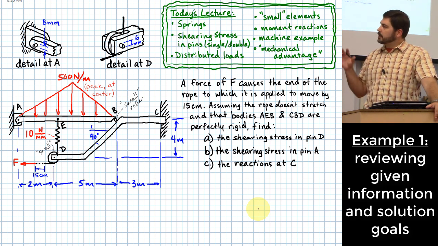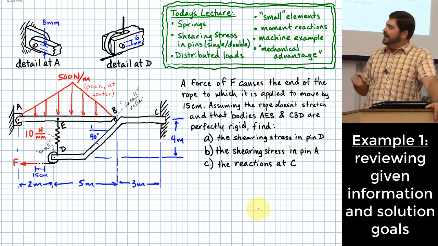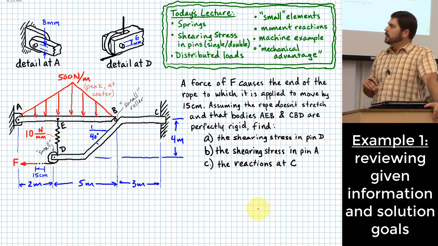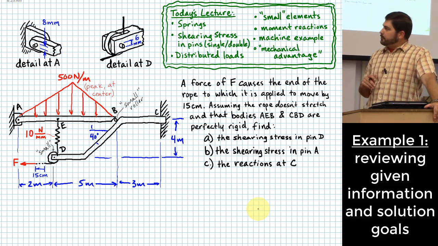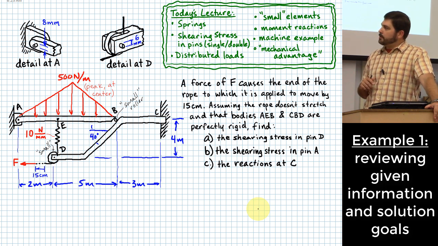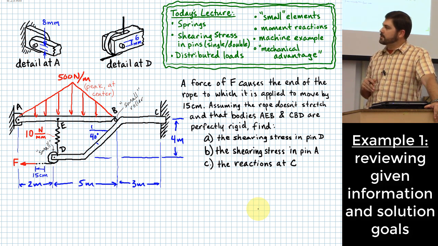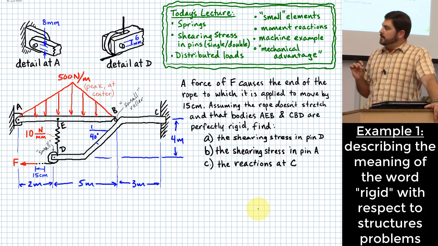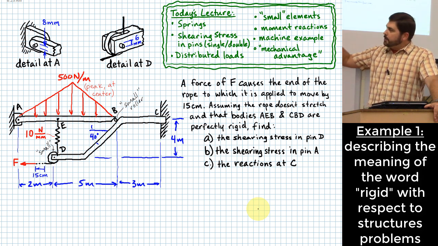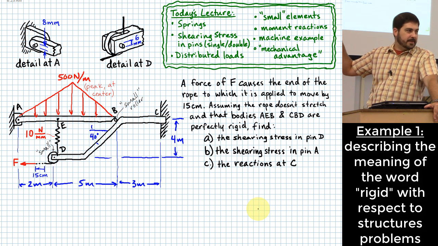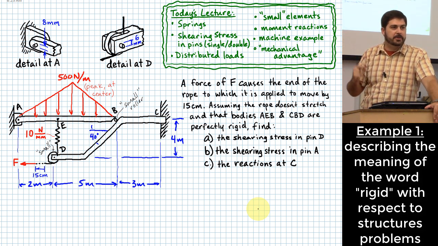So let me go through some of the first ideas of this problem that I have shown right here. It says there a force of F is applied to the end of a rope that is tied to the end of the spring. After it is tied to the end of the spring, it goes around this frictionless pulley. And it says the force of F causes the end of the rope to move 15 centimeters in response to that force of F. That in real life would make all of the members potentially flex some. Like all the members might deform a little bit under a load like that.